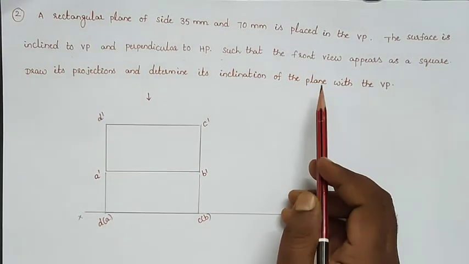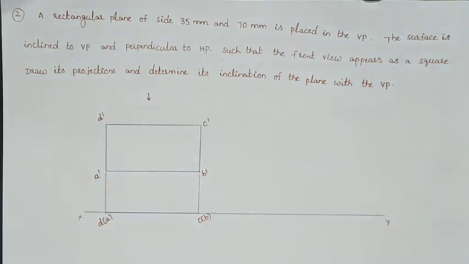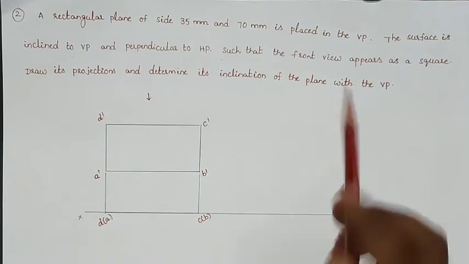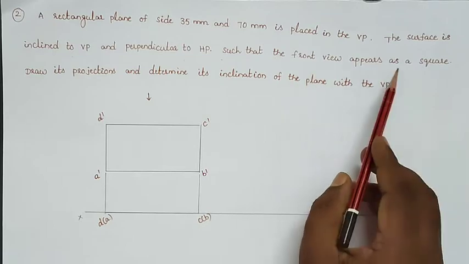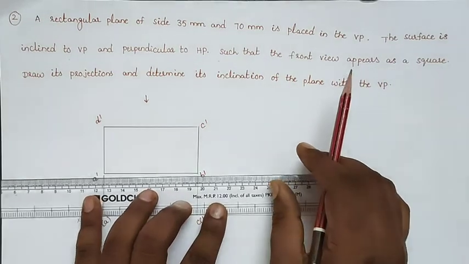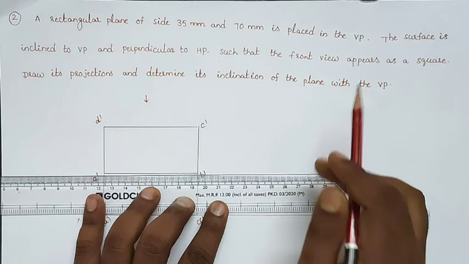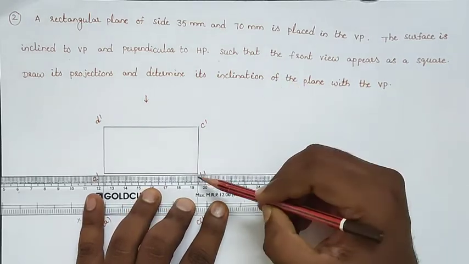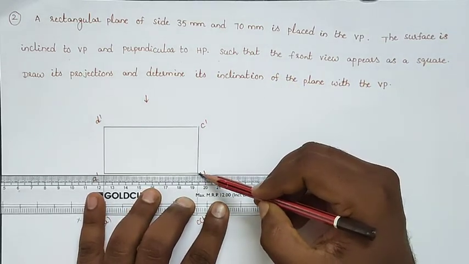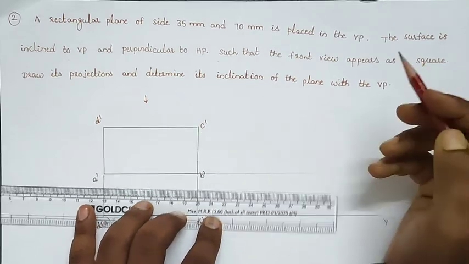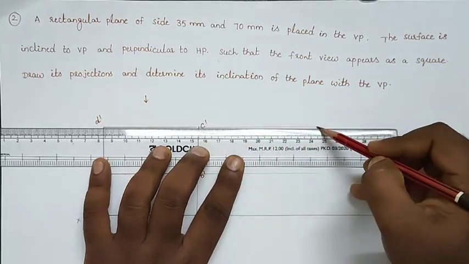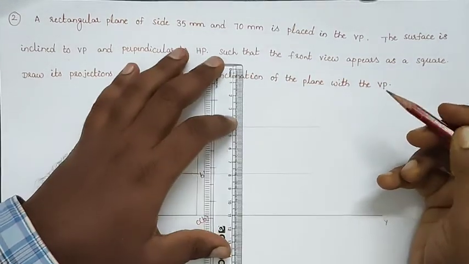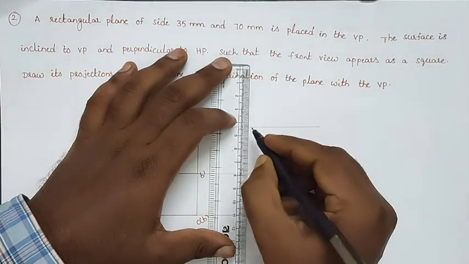Coming to the surface inclination, it is not given. They are asking what the surface inclination with respect to VP is, but they are giving that the front view appears as a square. Which front view? That means the second front view appears as a square. So I am drawing the second front view as a square. From the first top view we will draw the horizontal projection lines and construct a square with the dimension of 35, each side 35.